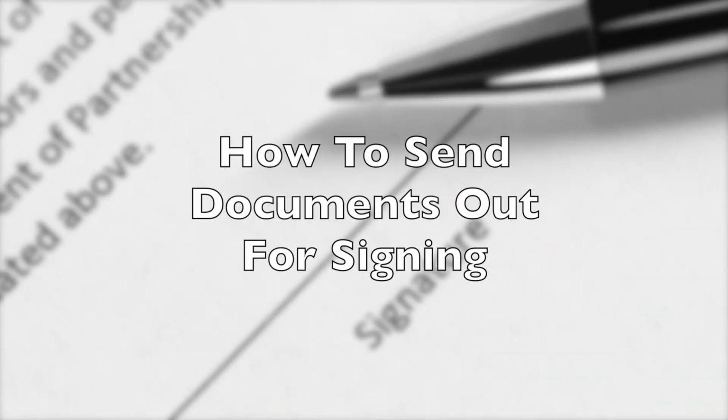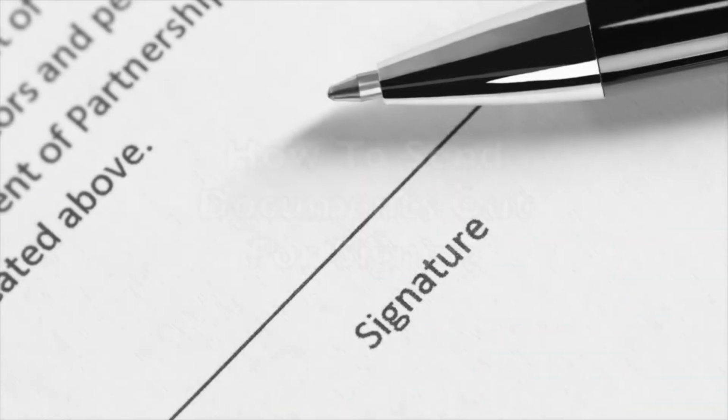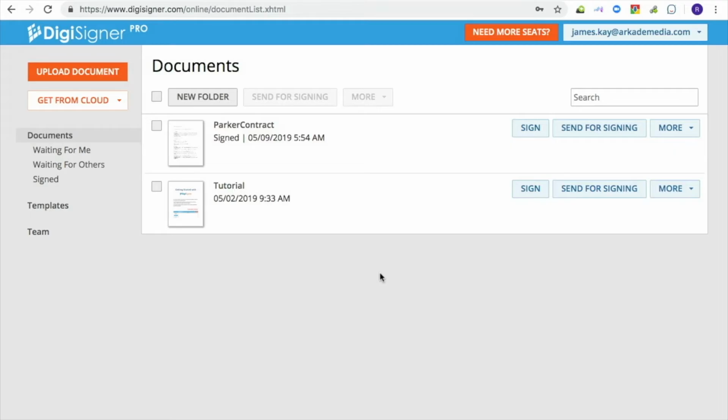This tutorial explains how to send your documents out for signing. With DigiSigner, you can send your document for signing without specifying where exactly people should sign it or add text to it. This is what we will demonstrate in this tutorial. If you do want to specify exactly where signers should place their signatures or add text, please see our tutorial on how to use fields in your documents.